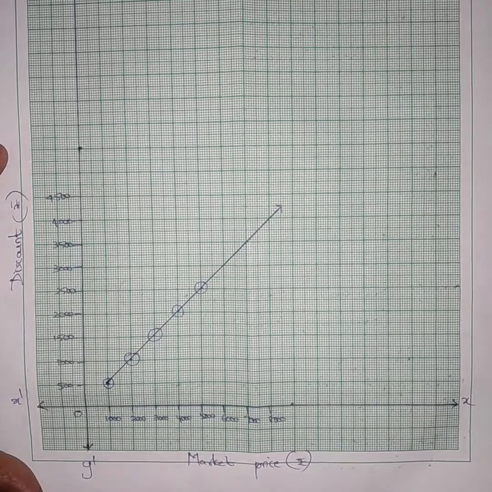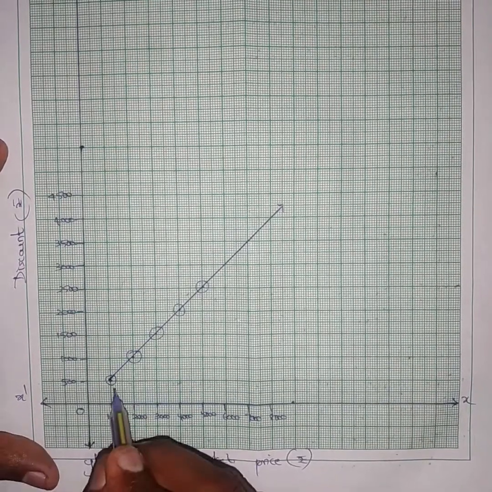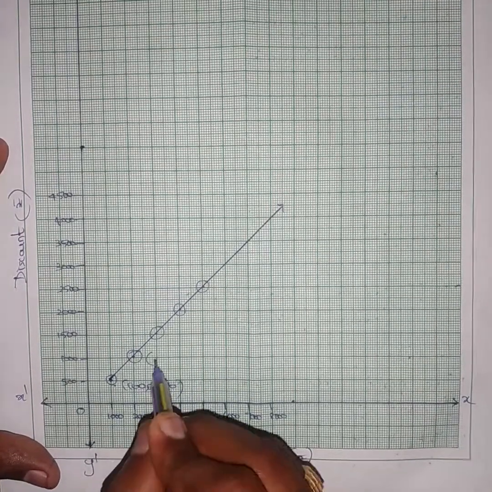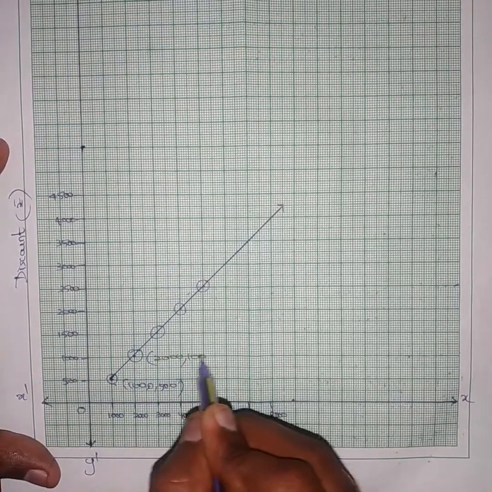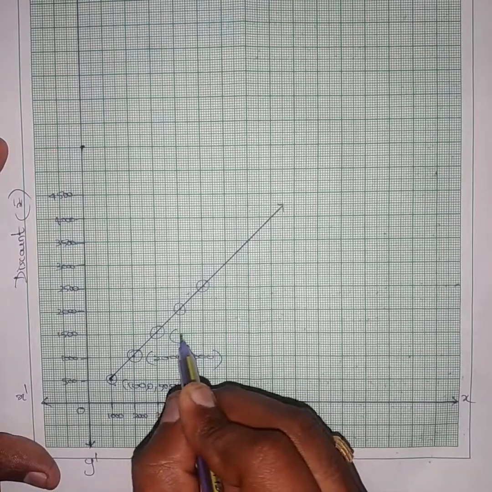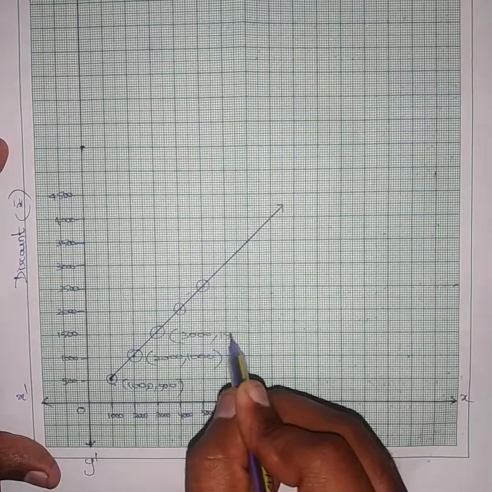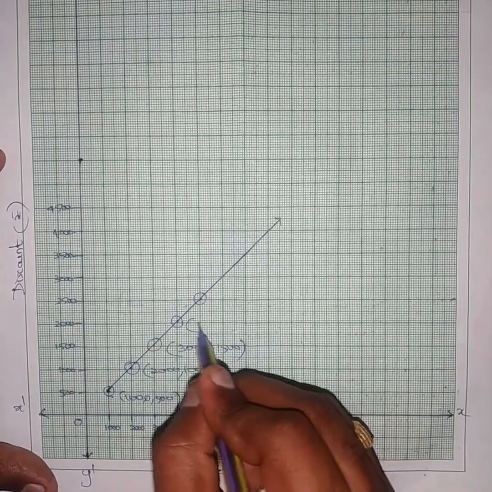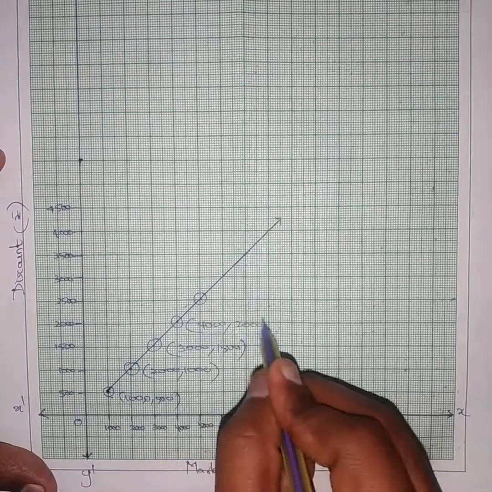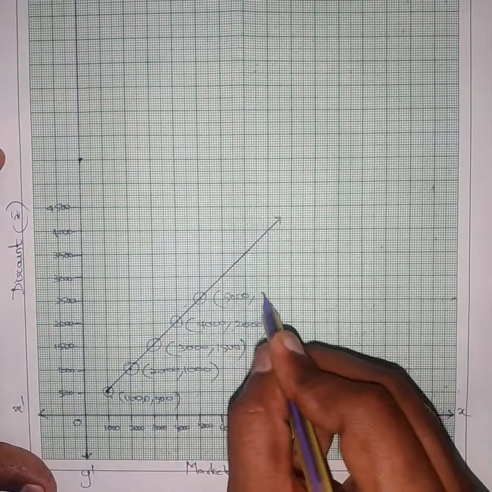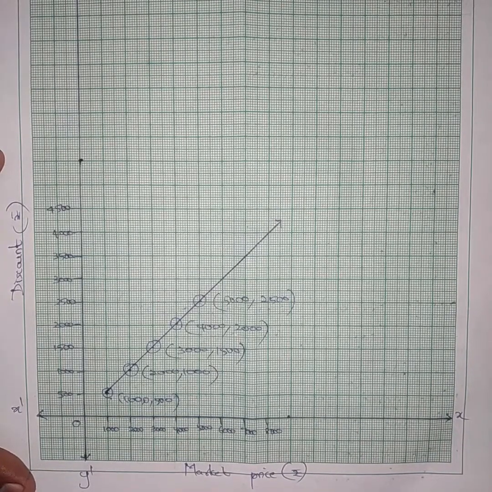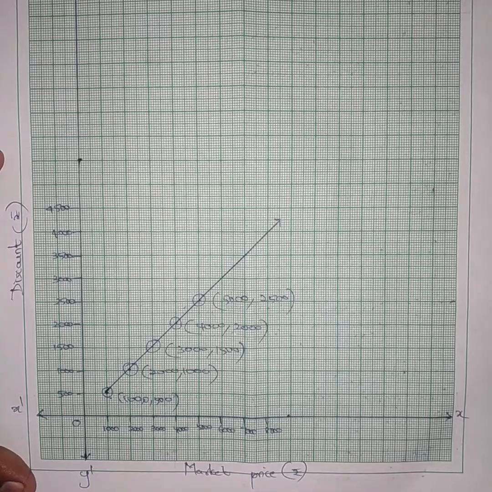This is the discount. So we need to write 1000, 500. Next point, 2000, 1000. Next point, 3000, 1500. Next point, 4000, 2000. Next point, 5000, 2500. So I have plotted the points. Next, what do we need to do? I will tell you now.